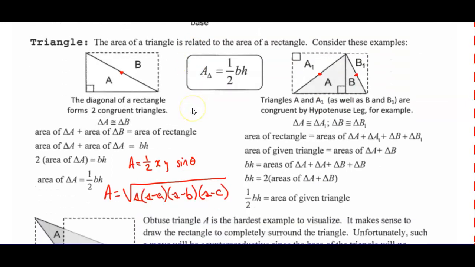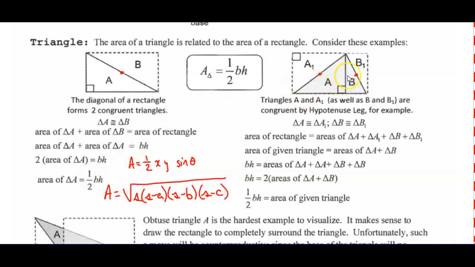With a triangle, there's a couple of ways it can be visualized. We can rotate a triangle around the center of its hypotenuse if it's a right triangle. That's going to form two congruent triangles that make up a rectangle. So if I rotate, I create a second triangle. Those two would be the area of the rectangle, so half of that area is one of the single triangles.